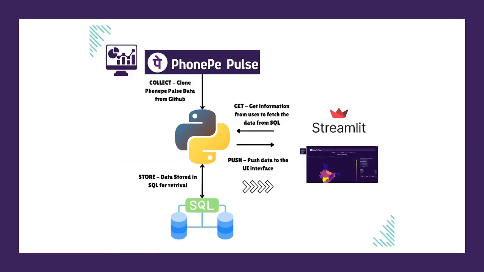So initially, as I said, we will collect the data, that is, we'll clone the PhonePe Pulse data from GitHub. I will collect and organize it into the data frame, and then again organize it into SQL, stored in the SQL, and from that we have connected to the Streamlit application. So we'll get the information from Streamlit, and then we will push the information to Streamlit. Depending on the user input, we will get the information, and then depending on the user input, we'll push the information to the UI interface. This will be the backend flow of the project.